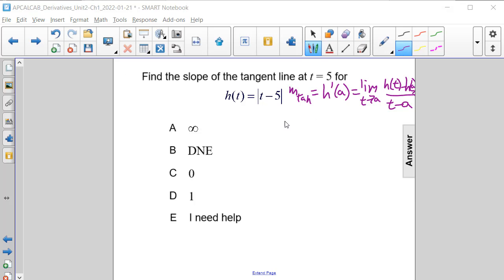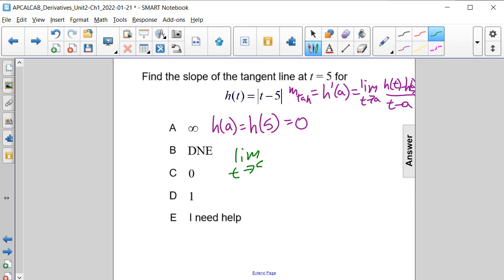Let's begin by figuring out what h of a, or h of 5 in our case, is. If we substitute 5 in here, we get 5 minus 5, which is 0, and the absolute value of 0 is 0. All right, so we need that in our formula. So we have now the limit as t approaches 5 of, we're going to have a minus 0 and then a t minus 5 here. Now the question is, what belongs right here?